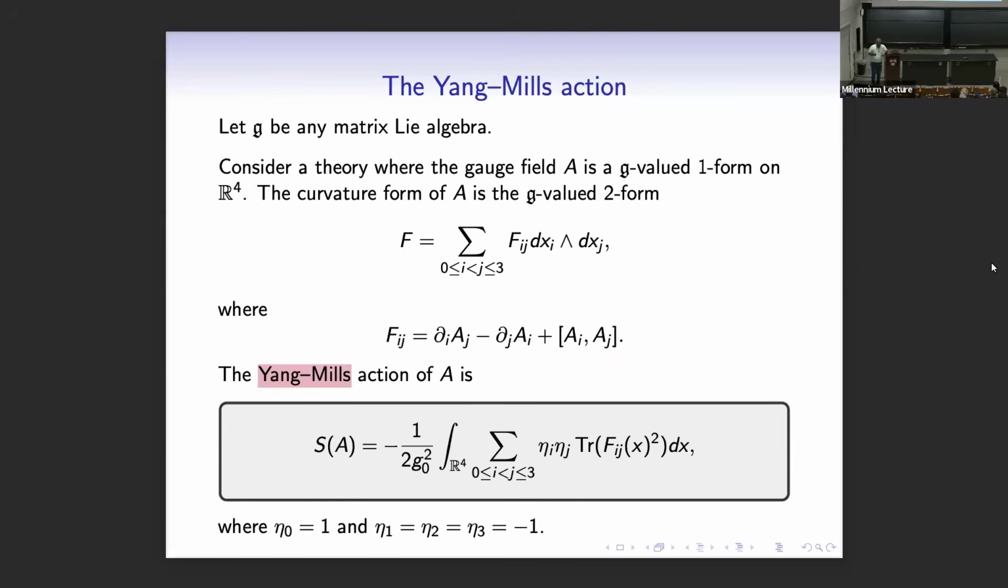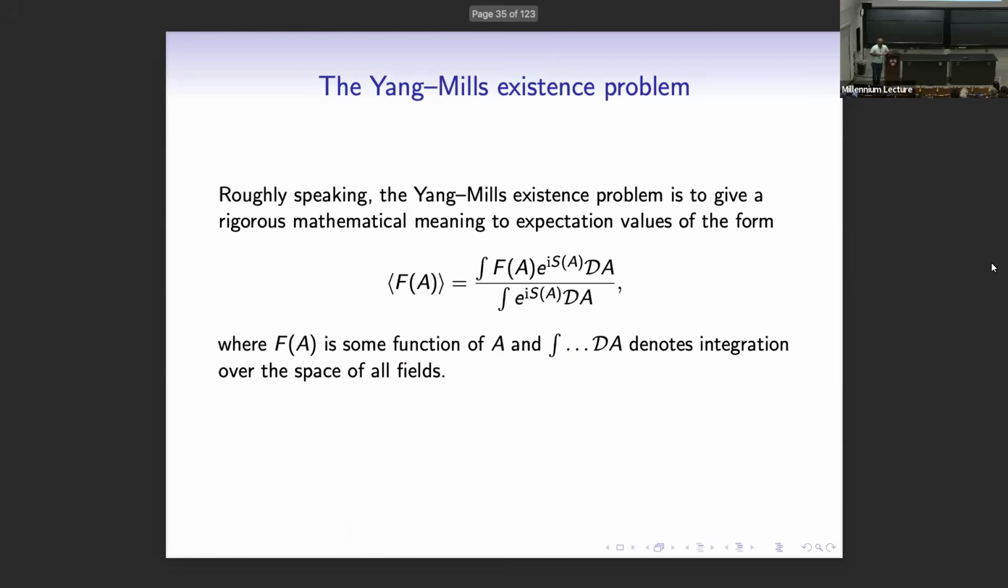Okay, so the Yang-Mills existence problem, very roughly, and I'll come to a more precise version of this question, is to do this. So remember, we are taking the Planck's constant to be 1. Give a meaning to expectation values like this.